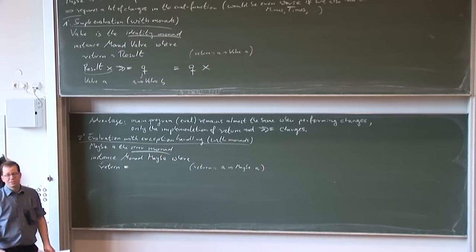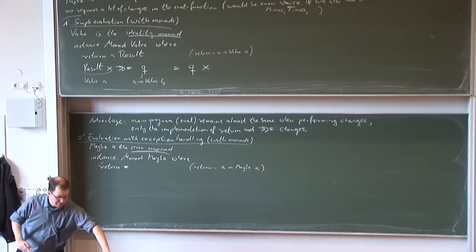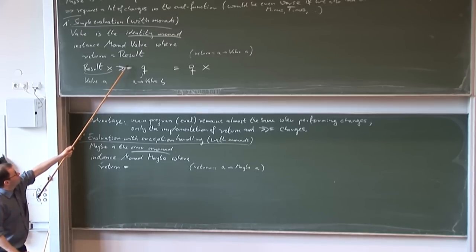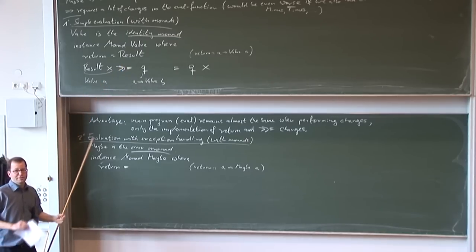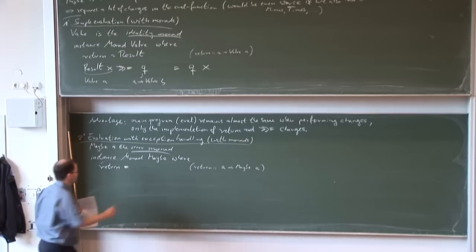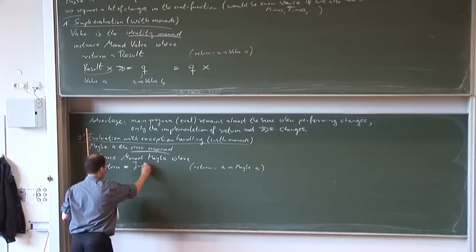Okay, and the implementation is basically the same as before. What was called result before is now called just. So just is simply the operator we use for encapsulating. So here there is no big change.